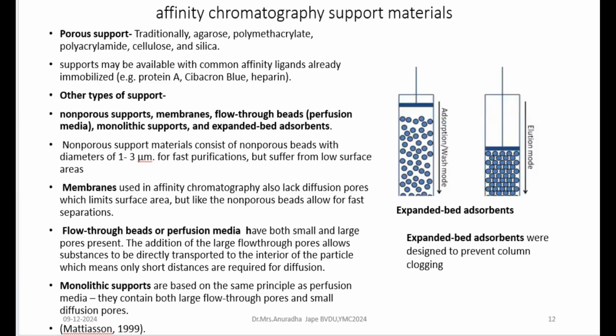Again, membranes are talked about, which are good for affinity chromatography. They do not have pores, so the surface area is limited, but separation is better with membranous support matrices. The third type is flow-through beads or perfusion media. They have both large and small types of pores, and the flow rate can be adjusted. Direct transport of the mobile phase in and across the beads is possible.